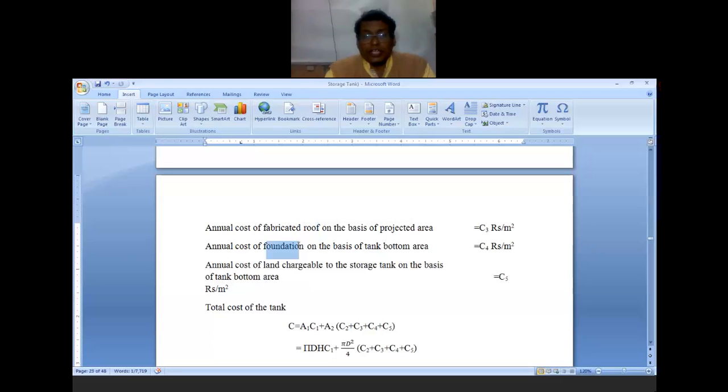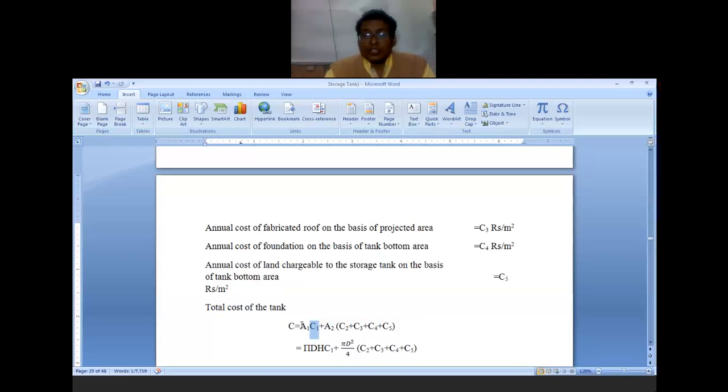Then the annual cost of fabrication of a roof. Roof is its area, that will be the same as the cross sectional area. Then the foundation. Foundation is also the same as the cross sectional area. Bottom जितना है, top roof जितना है, उतना ही foundation है. Then the annual cost of land chargeable to the storage tank on the basis of the tank bottom area. This is again the same as your cross sectional area.